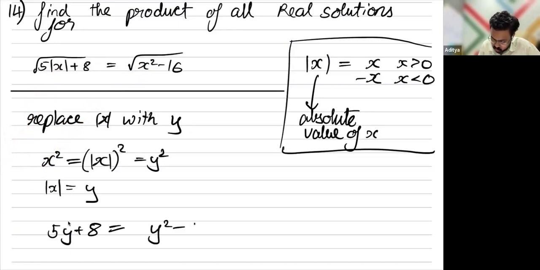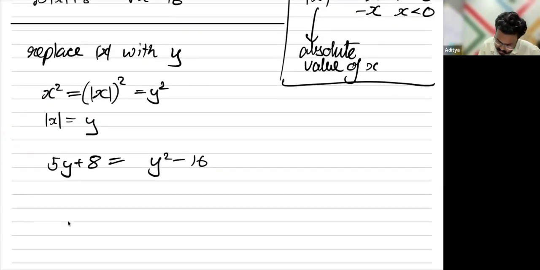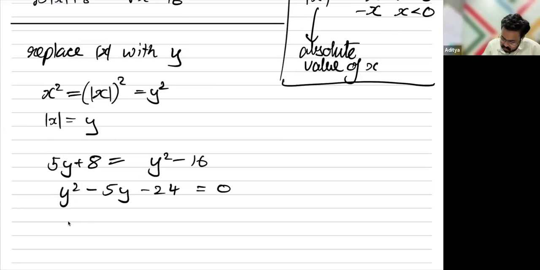Now, this is a good old quadratic that can be solved very easily. You have y square minus 5y minus 24 equal to 0. Now, if you jump and say that, okay, product of roots over here is minus 24 and say minus 24 is your answer, you are wrong. What you should do is actually factorize this. Think about what are possible values of y.